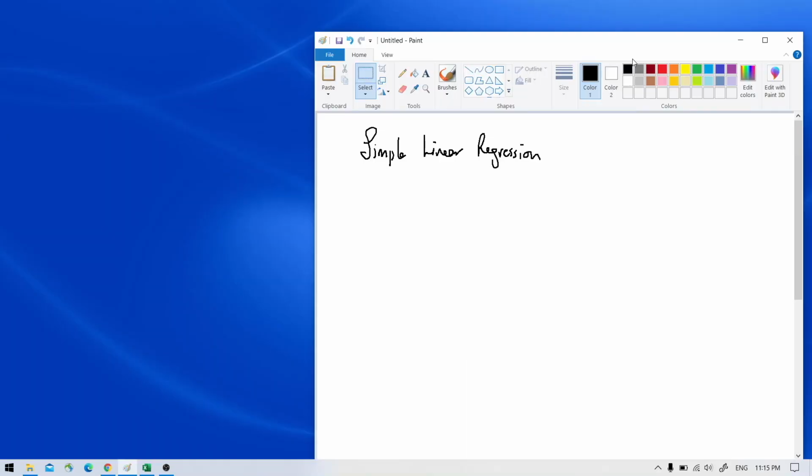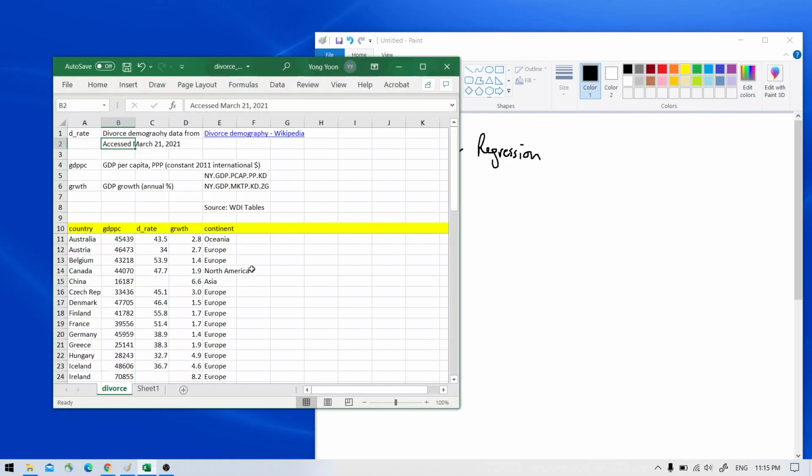Hi guys, in this video we're going to talk about simple linear regression and how we can do this using GRETL. So let's get some data first. Here are some data which I collected from Wikipedia and from the WDI tables. This data contains countries, the GDP per capita, the divorce rate, economic growth, and which continents these countries are on.